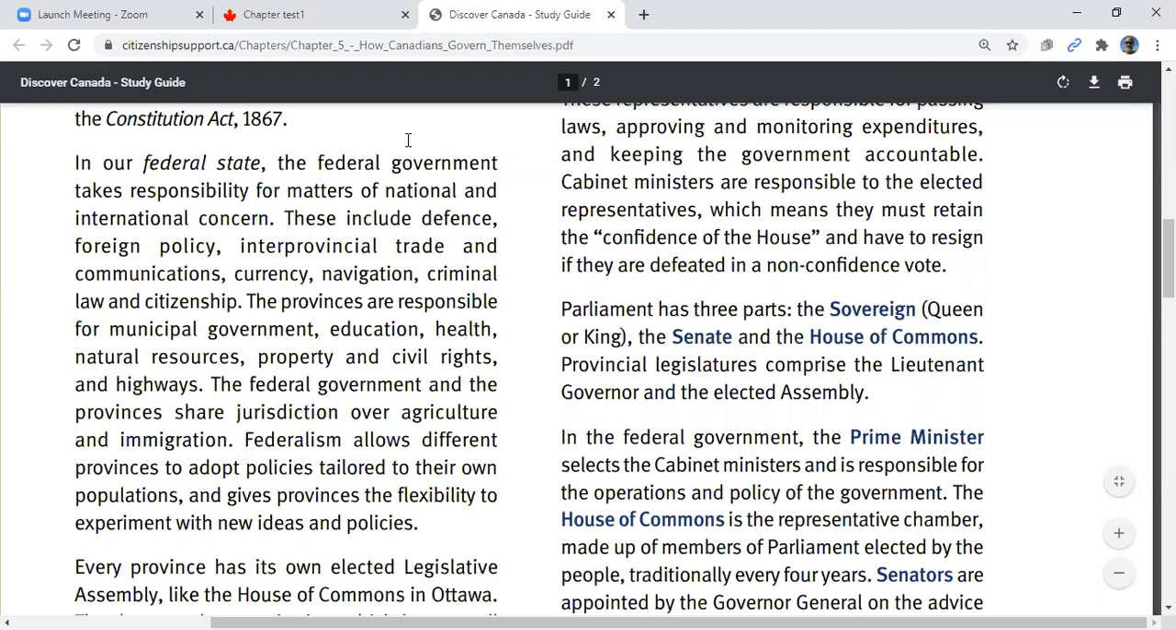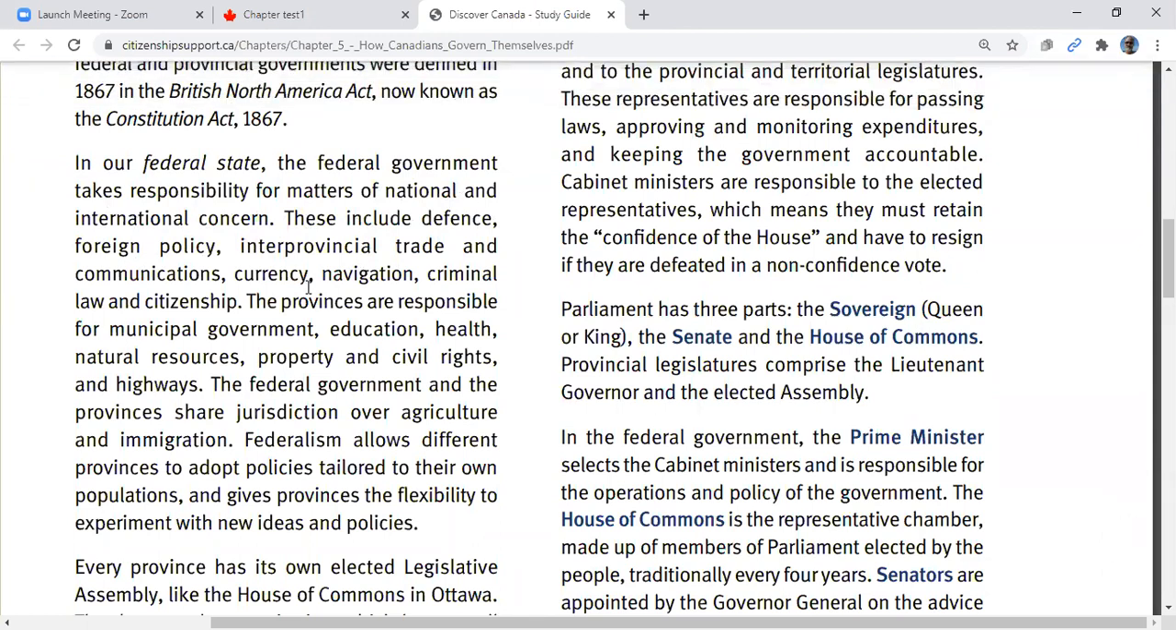So the federal government, in Ottawa, looks after things that involve the country, national and international. They involve things for all of Canada and then all of the world, international. And so these things are like defense, so our army, defending Canada, protecting Canada; foreign policy, how we talk to other countries; interprovincial trade and communication, that means how the provinces trade or do business together. Currency is money. Navigation is how you move around the country. Criminal law, that's things like murder, and citizenship. So these are the things that the federal government does.